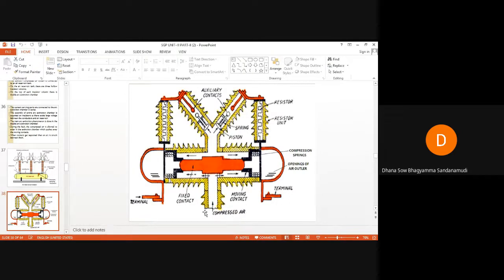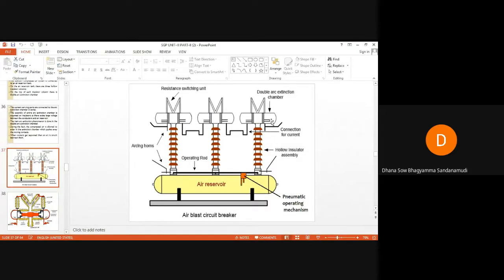When compressed air enters into this double arc extinction chamber, the moving contact will move away from the fixed contact, and an arc is struck between the moving contact and the fixed contact. Here the moving contact moves away from the fixed contact, and this side also. So within this chamber, two arcs will be struck. Since there are three double arc extinction chambers on each air reservoir, a total of 6 arcs will be struck.